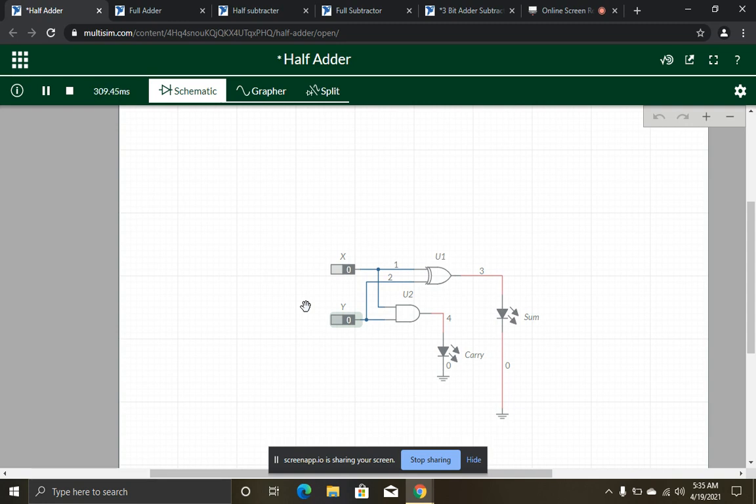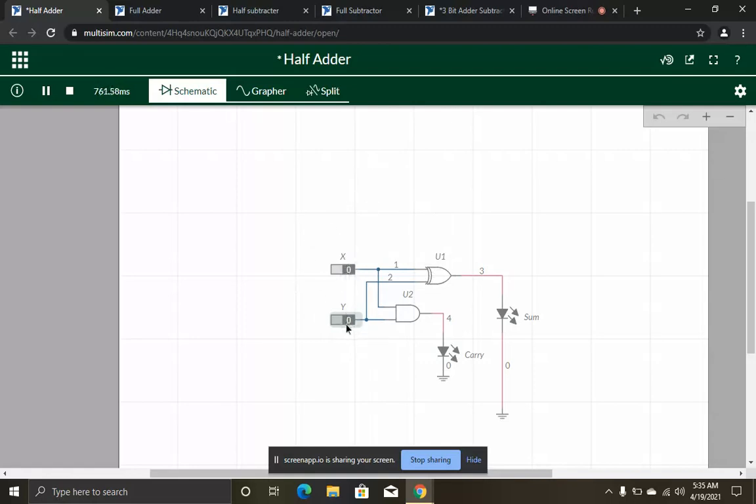In this video, I will simulate five circuits: half adder circuit, full adder circuit, half subtractor circuit, full subtractor circuit, and three bit adder subtractor circuit. This circuit is the half adder circuit.